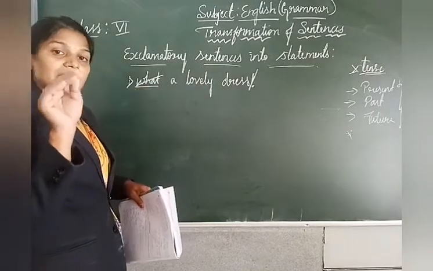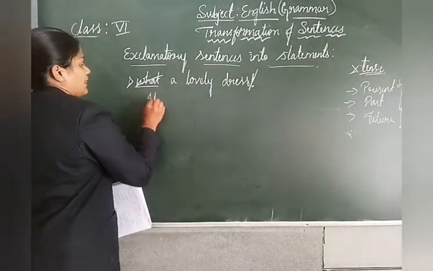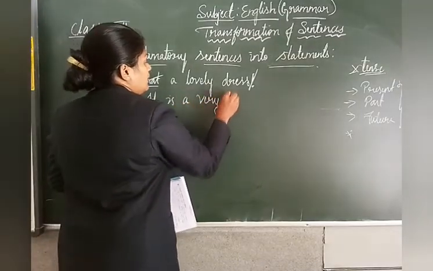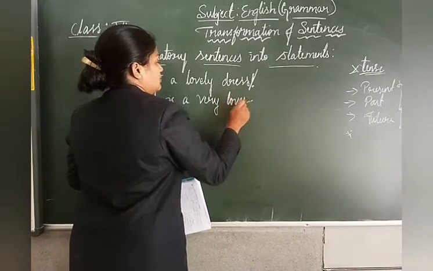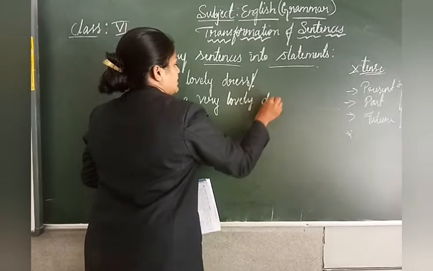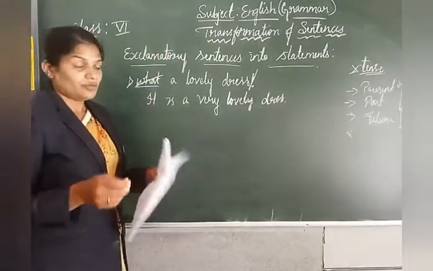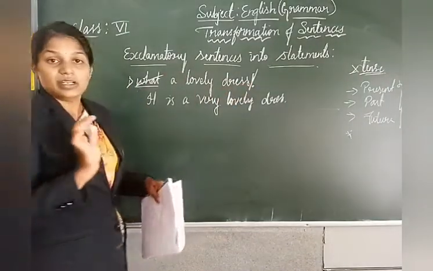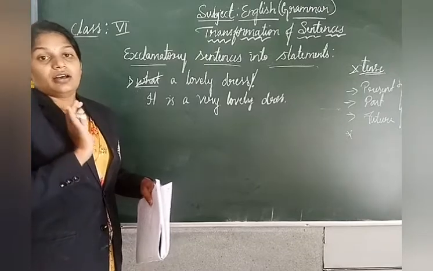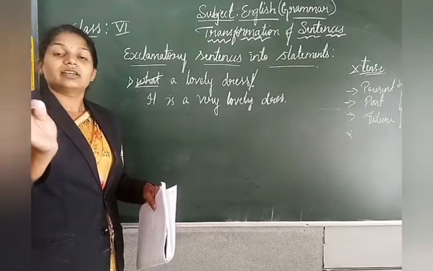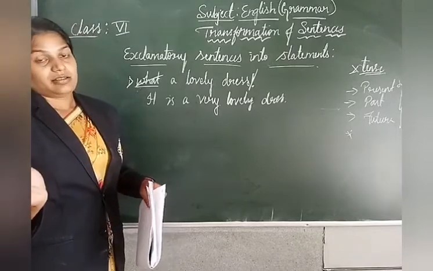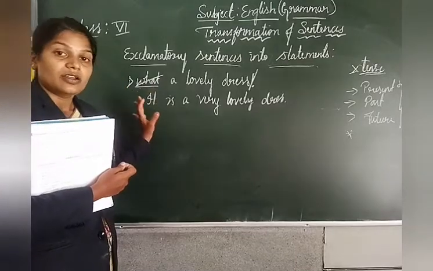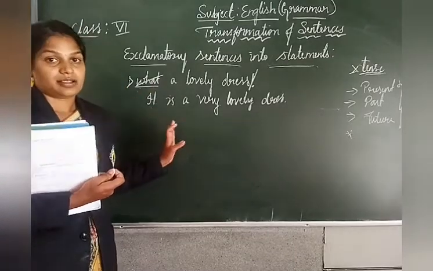We have to write in the present tense. "It is a very lovely dress." That's it. Very easy, no? So we have to cross out the "what" or "how", and we should not write the exclamatory sign, and we should write a normal simple sentence, that is in the present tense or in the past tense, or in the same tense as the exclamatory sentence already is.